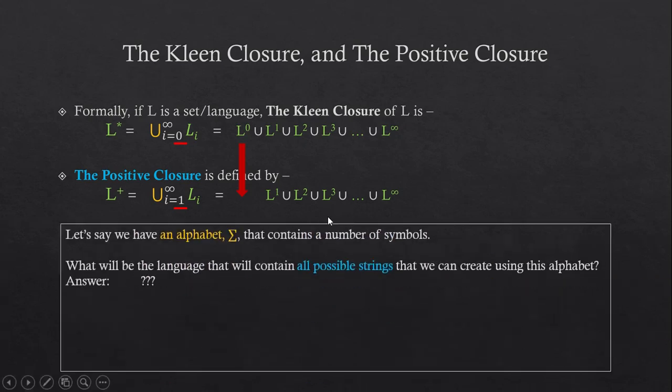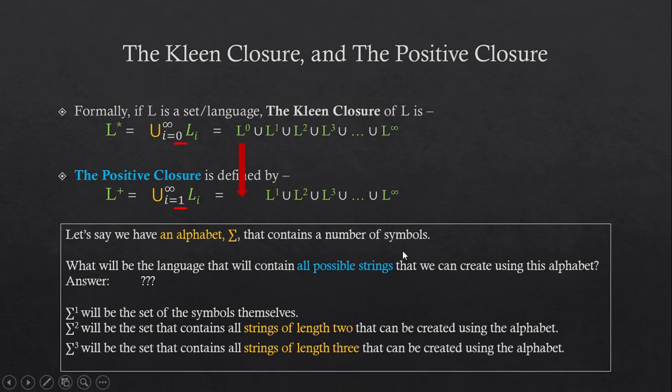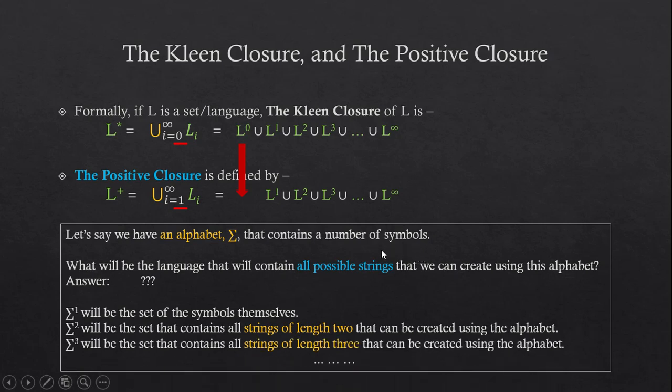Now let's say we have an alphabet sigma that contains a number of symbols. What do you think will be the language that contains all possible strings that can be constructed using these symbols? Or in other words, what will be the universal set for this alphabet? Well, sigma to the power 1 will have all the symbols of length 1, that means the symbols themselves. Sigma to the power 2 will contain all the strings of length 2 that can be constructed using these symbols. Sigma to the power 3 will have all the strings of length 3.